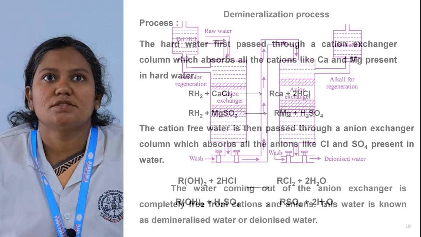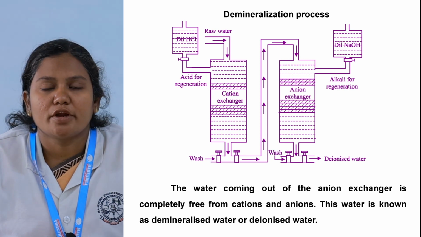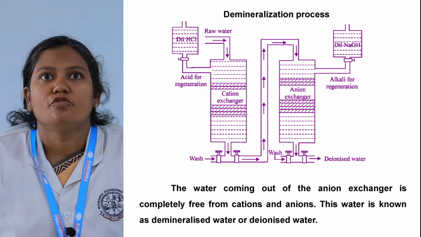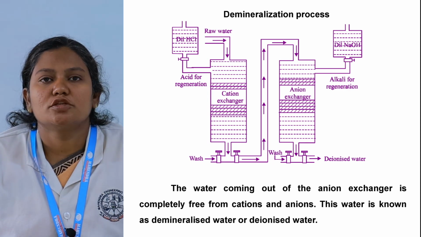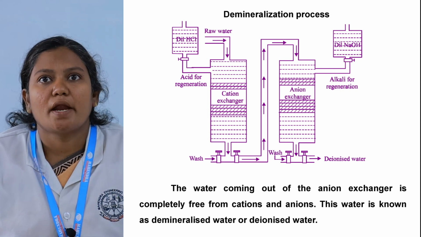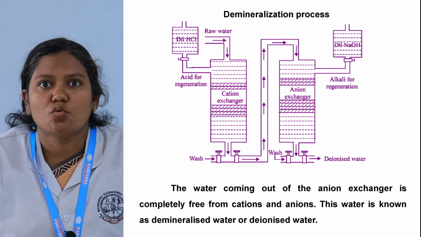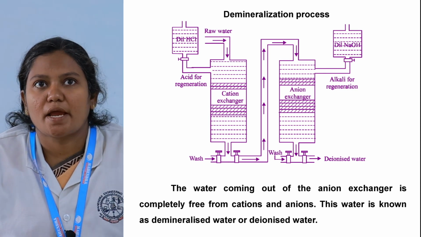Next, the diagram indicates the removal of ions by the cation exchanger and anion exchanger. First the raw water is passed through the cation exchanger, then all the cations present are removed. Then it is passed through the anion exchanger, then all the anions present are removed. Finally we get the deionized water or demineralized water that is free from all cations and anions.